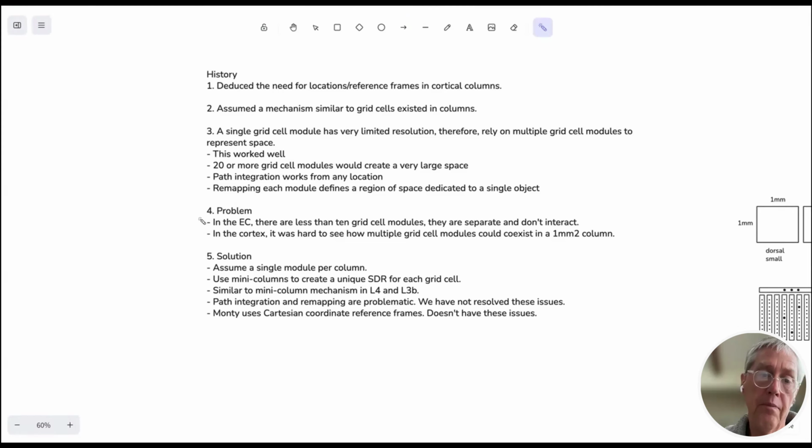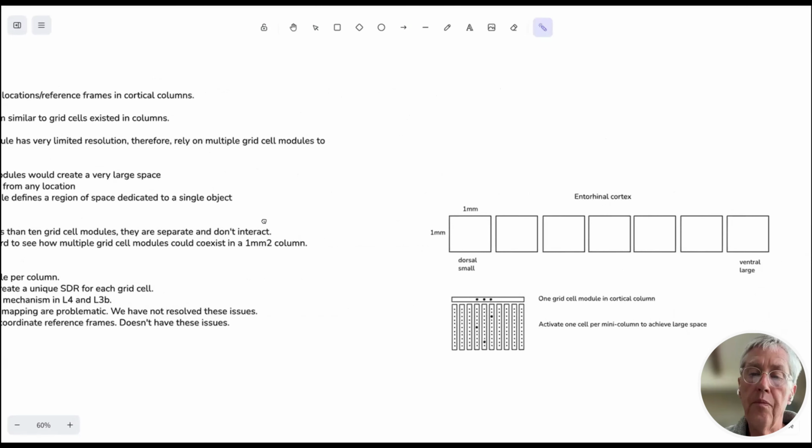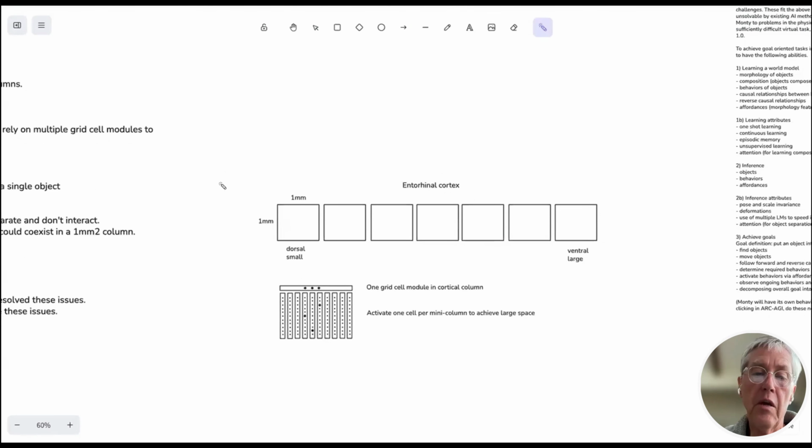But then there was a problem. In the entorhinal cortex, there are fewer than 10 grid cell modules, and they are separate and they don't interact. I'll get to that in a second. And in the cortex, it was hard to see how multiple grid cell modules could coexist in a square millimeter column. So if we go over here, this is how the entorhinal cortex looks.